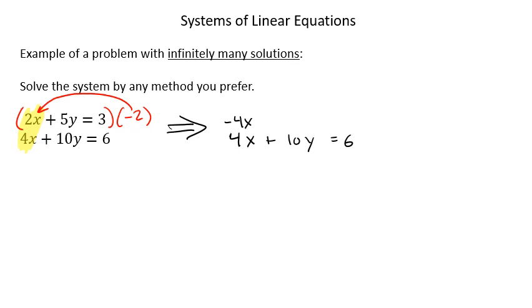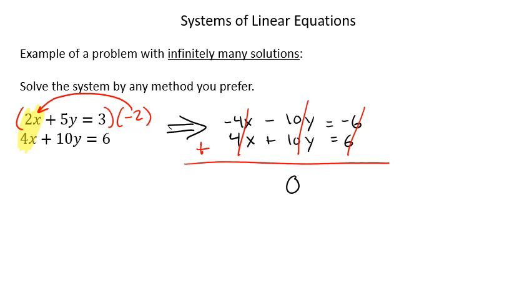So I want to eliminate those x's. All right, but then -2 times 5y is a -10y. And then -2 times 3 on the right side is a -6. So when we add these two equations together, -4x and positive 4x cancel, -10y and positive 10y cancel, -6 and positive 6 cancel. Everything's canceled. We have 0 on the left, 0 on the right. 0 equals 0.